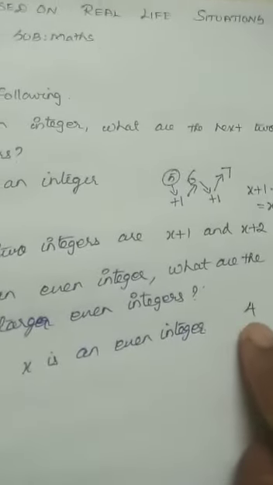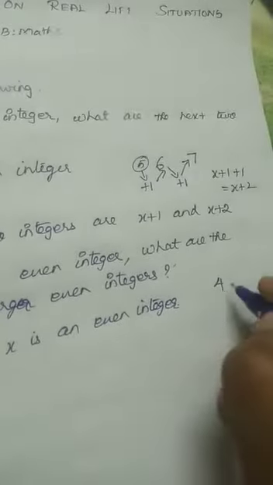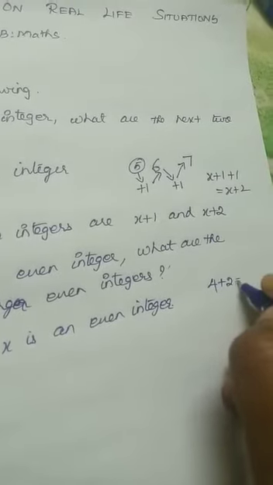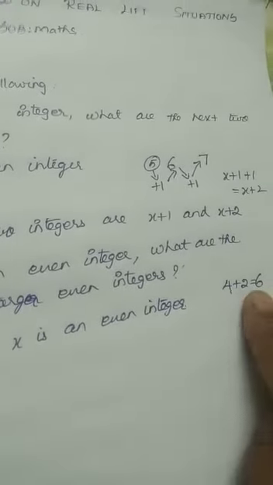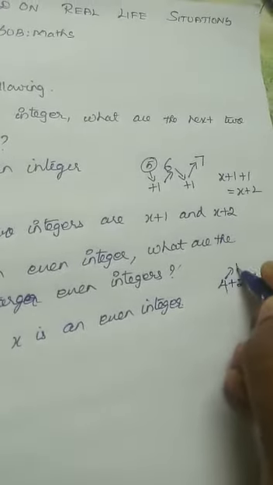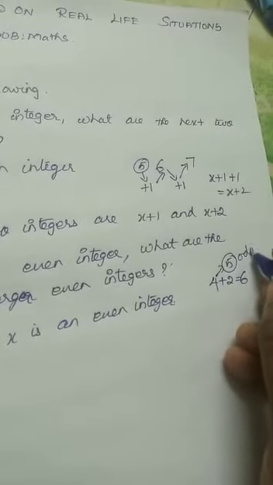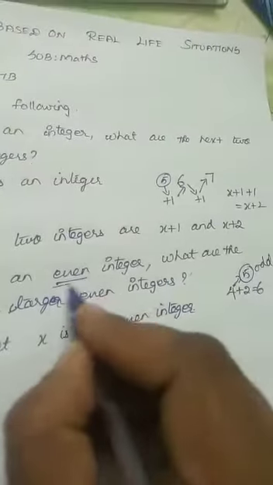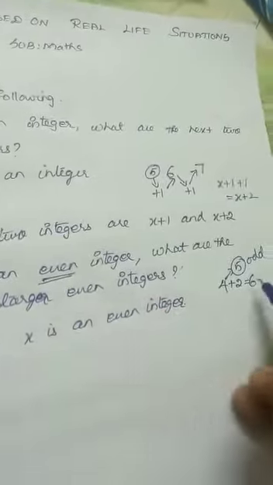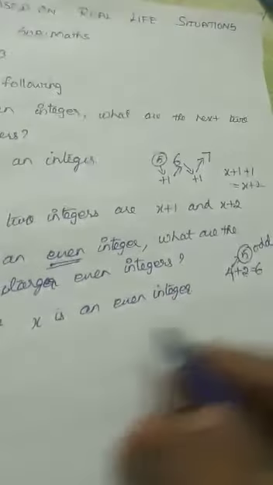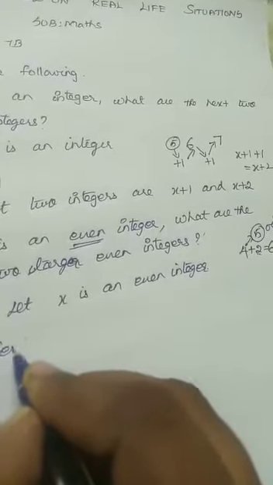Okay, what is the next even number? We have to add 2, isn't it? Then only we will get the next even number. Otherwise your next number is 5. That is an odd number. Okay, your question is about even integer, isn't it? So we have to add 2 with this. So what about the next two even integers?